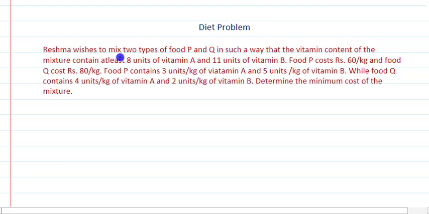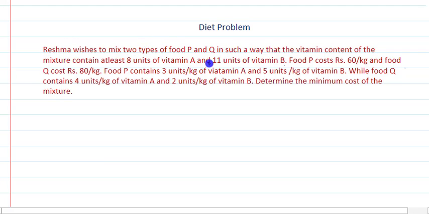Reshma wishes to mix two types of food, P and Q, in such a way that the vitamin content of the mixture contain at least 8 units of vitamin A and 11 units of vitamin B. Food P costs ₹60 per kg and food Q costs ₹80 per kg. Food P contains 3 units per kg of vitamin A and 5 units per kg of vitamin B, while food Q contains 4 units per kg of vitamin A and 2 units per kg of vitamin B. Determine the minimum cost of the mixture.